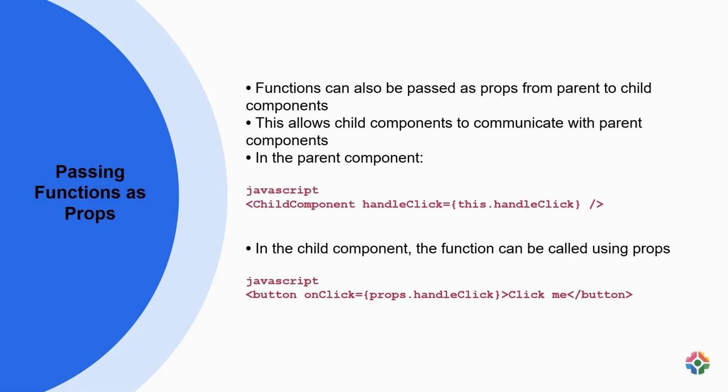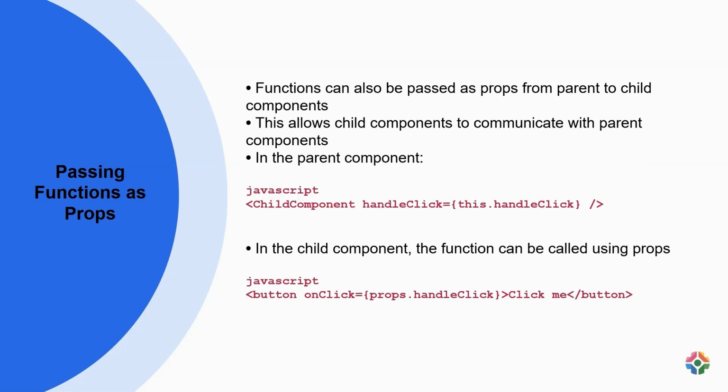Practical scenario. Imagine a parent component representing a form that collects user input. By passing down a function to handle form submission as a prop to a child component representing a button, the child component can execute the submission process when the button is clicked, granting the child component the ability to communicate with the parent and trigger actions based on user interaction.